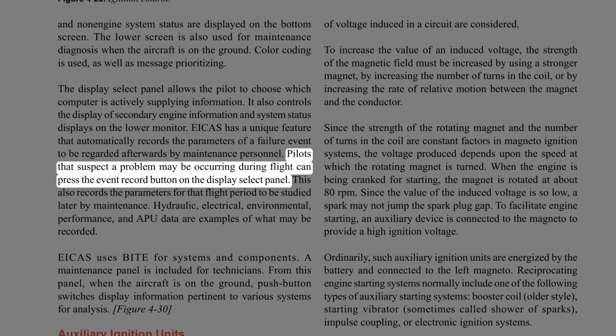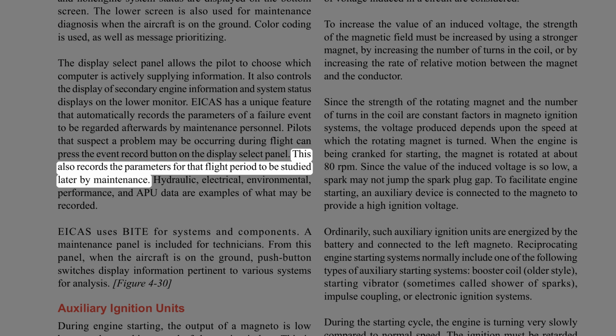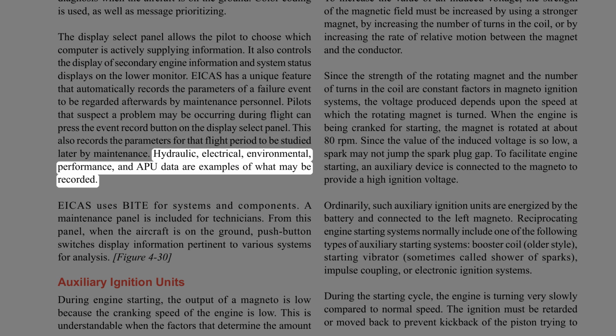personnel. Pilots that suspect a problem may be occurring during flight can press the Event Record button on the display select panel. This also records the parameters for that flight period to be studied later by maintenance. Hydraulic, electrical, environmental, performance, and APU data are examples of what may be recorded.